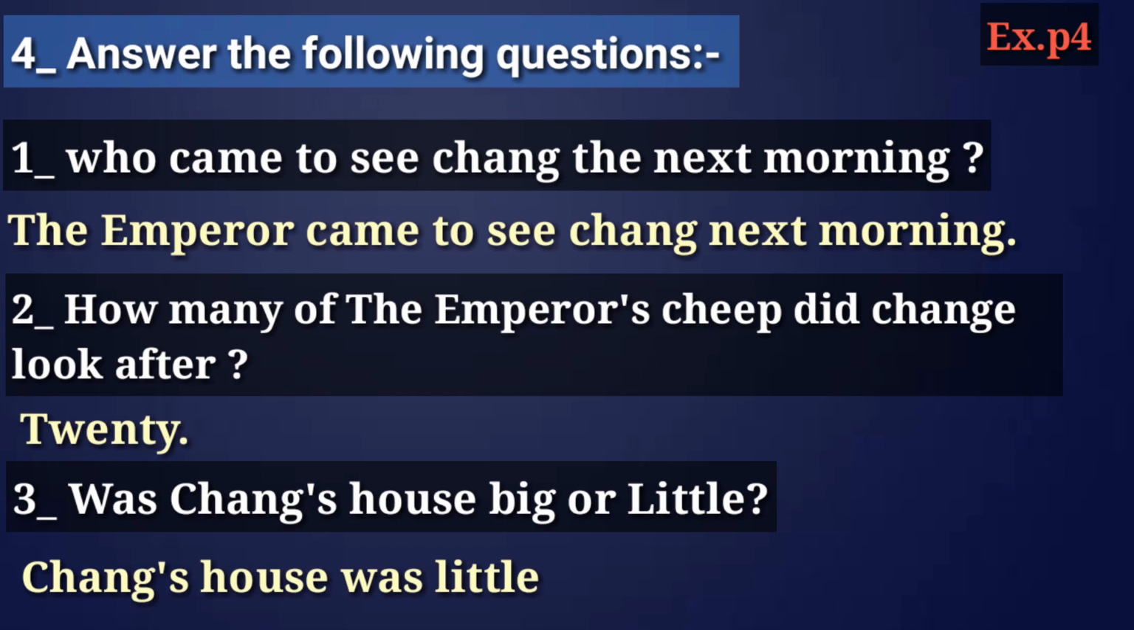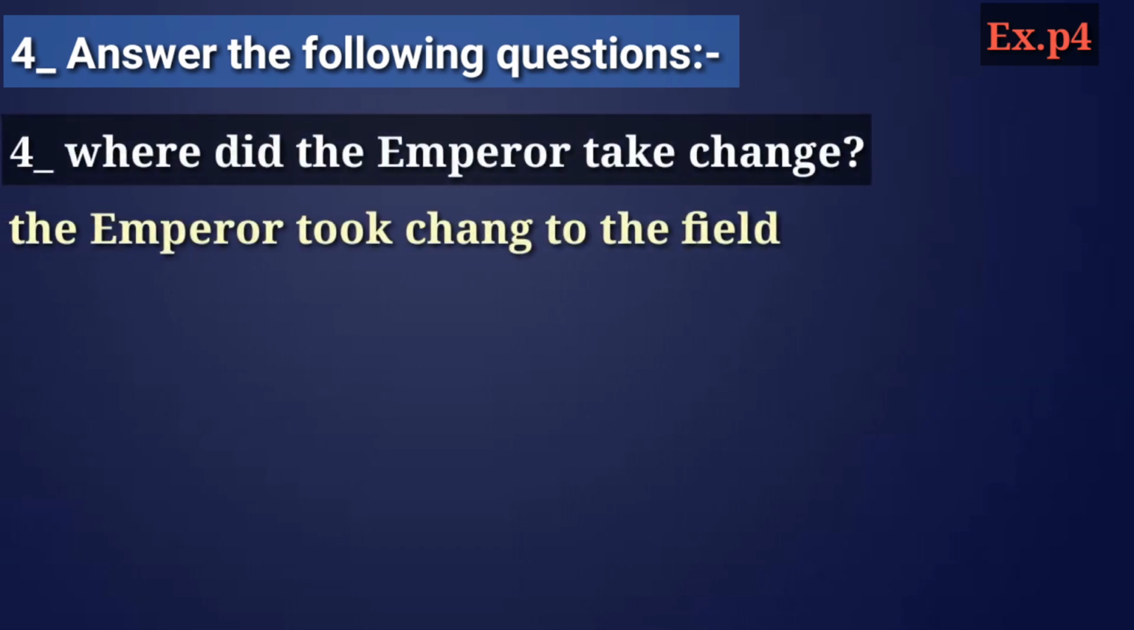Number 3. Was Chang's house big or little? The answer is Chang's house was little. Number 4. Where did the emperor take Chang? The answer is the emperor took Chang to the field.